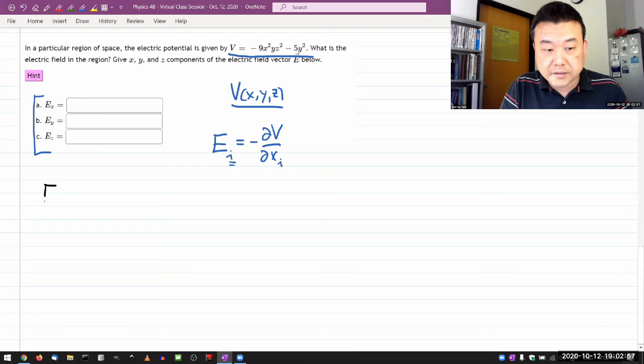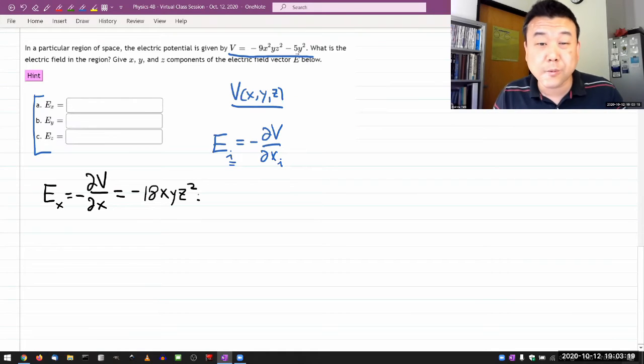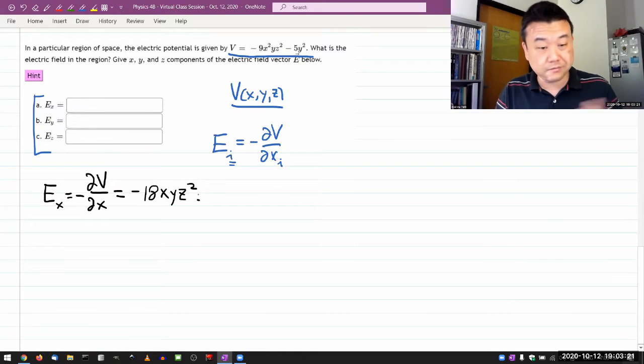So the x component of the electric field is going to be minus the partial derivative of the potential with respect to x. Just staring at that expression, I see the second term goes to 0, so I'm not going to worry about it. The first term becomes minus 18xyz squared. So it's still going to be a function of y and z. That's fine.